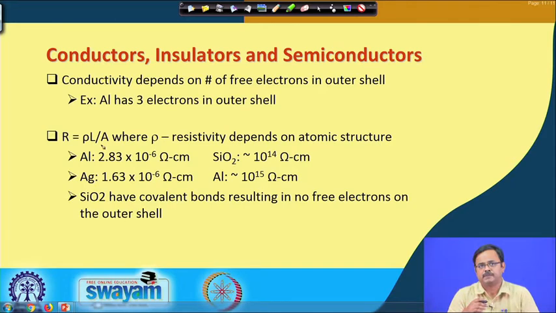We know that. On the other hand, if we take silicon dioxide, it is an insulator. We know that it is an insulator. So if you look at the resistivity value of silicon dioxide, it is of the order of 10 to the power 14. Aluminum is 10 to the power minus 6, silicon dioxide is 10 to the power 14. So, 20 orders of magnitude higher.